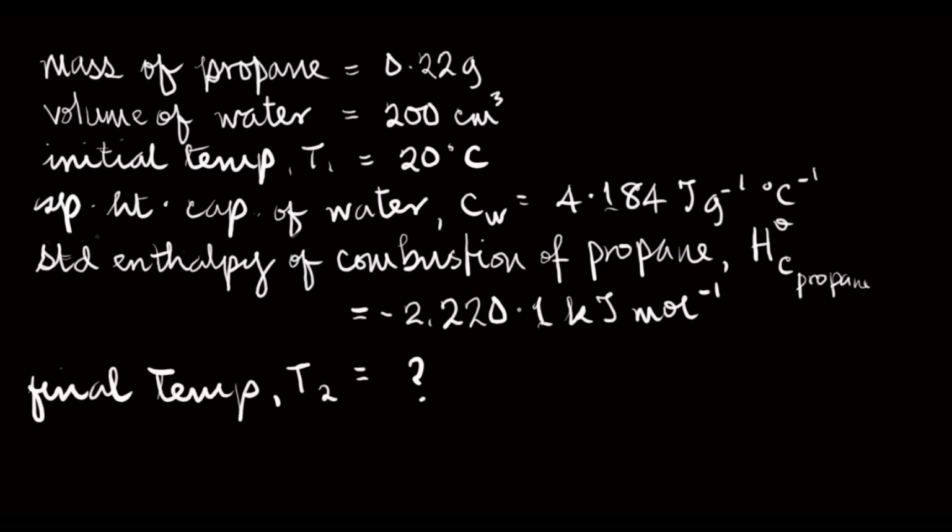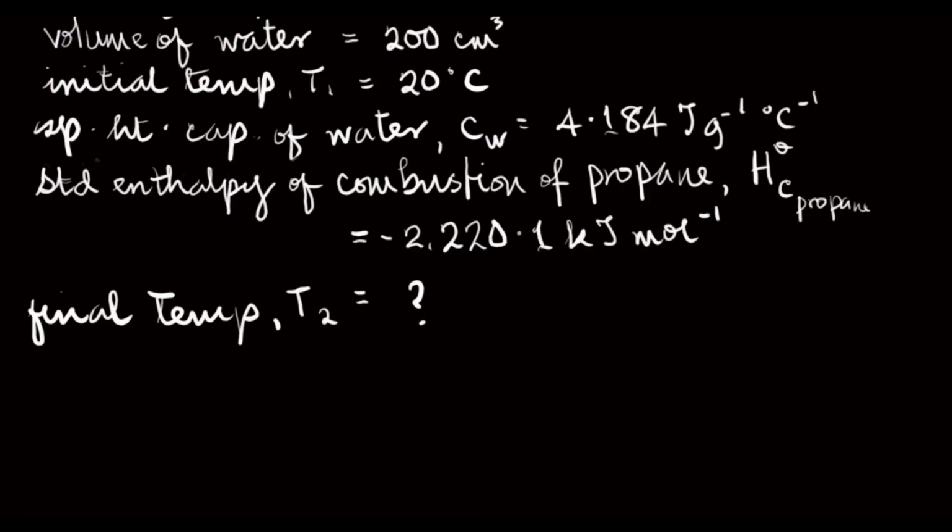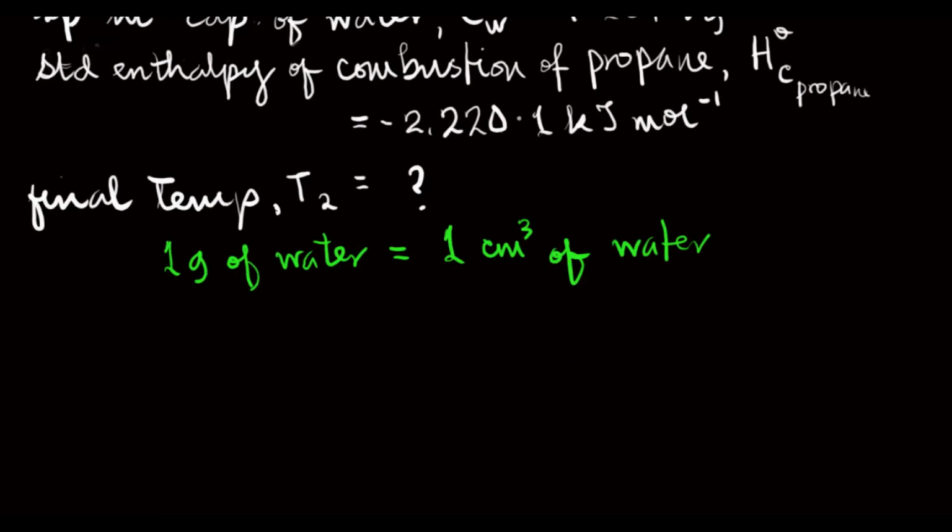This question is a bit different from question 1 in the sense that we are given the volume of water in cm³ instead of its mass in grams. So to get the mass of water from its volume, we use the conversion 1 gram of water equals 1 cm³ of water. This is because the density of water, raw water, is 1 gram per cm³.